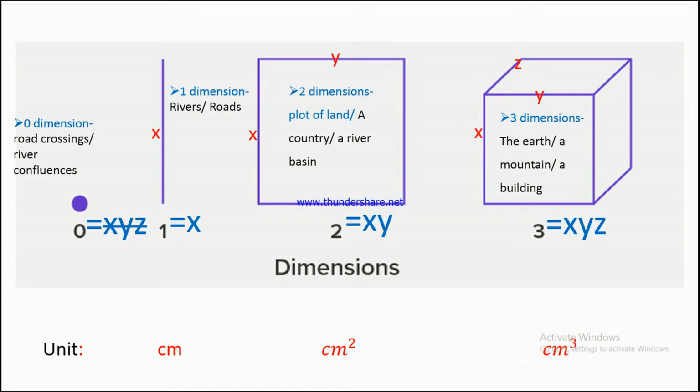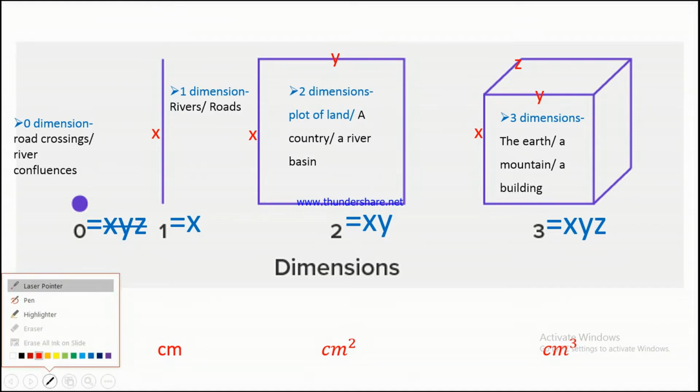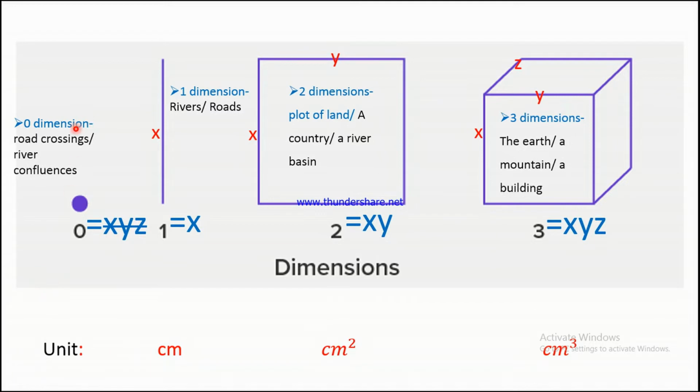In this slide, you see some objects which have no dimension. Those are road crossings, river confluences, and they have no dimension, neither x nor y nor z.